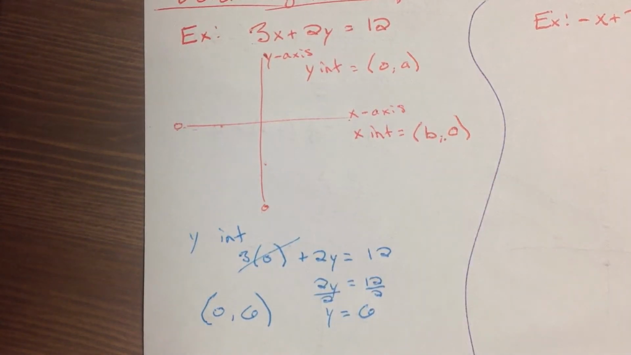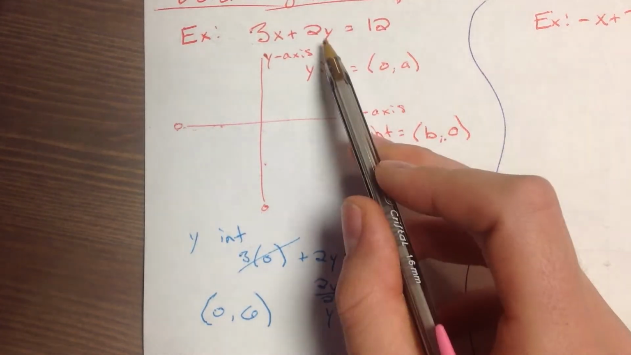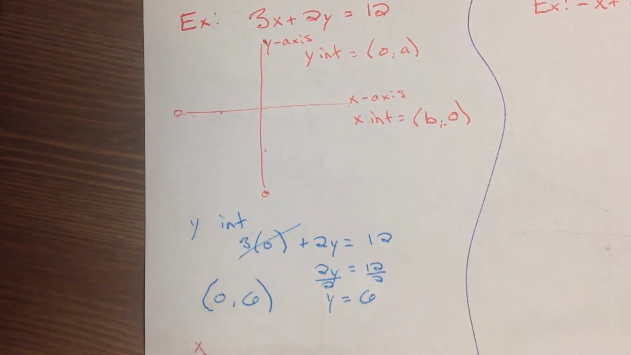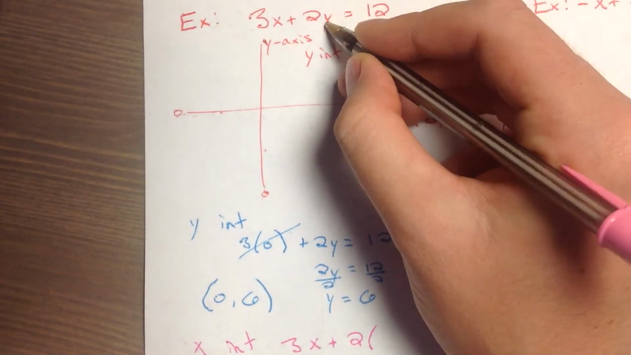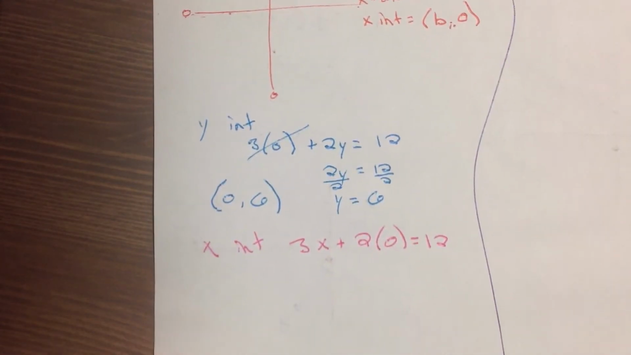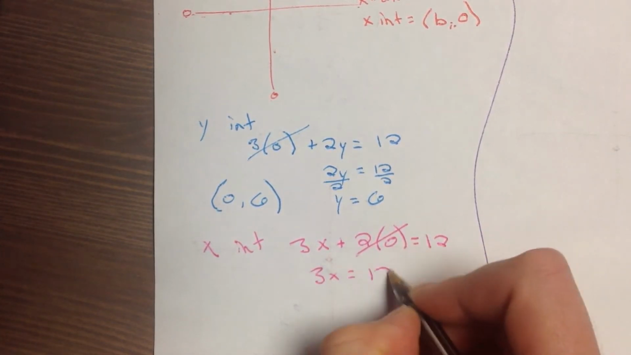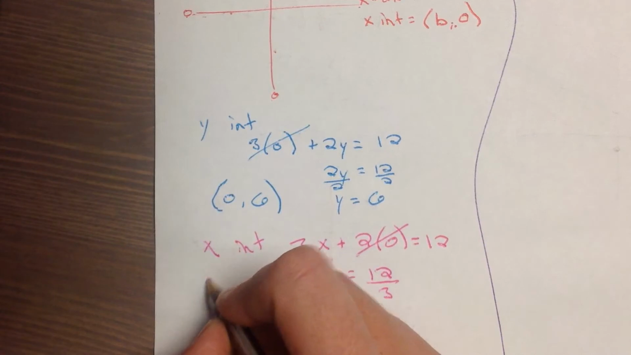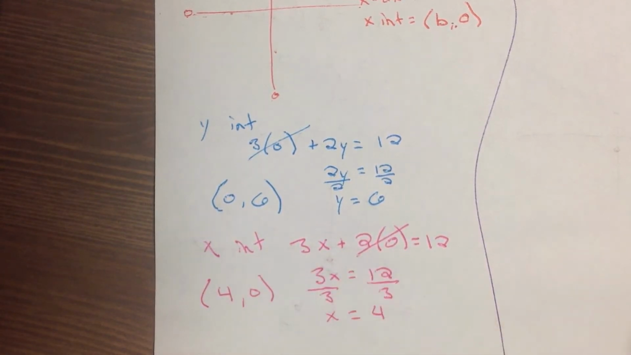Now if we wanted to find the x-intercept, we're going to make y 0. So we have 3x plus 2 times y of 0 equals 12. In this case, this goes away. 3x equals 12, divide by 3, and x equals 4. So the x-intercept of 4, 0 would be where the line crosses the x-axis.